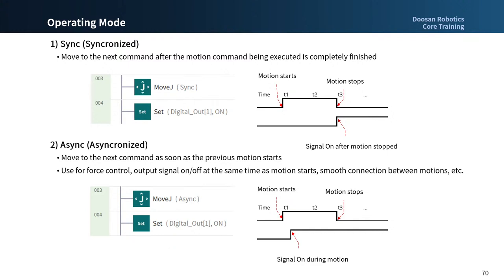And we can use most of the motion commands with the sync and async option. The sync mode is a sequential control that moves to the next command after the previous motion has started and ended. And async mode is a control that moves to the next command when the previous motion starts, simultaneously connecting the motions. So please have a look at the figure on the screen.